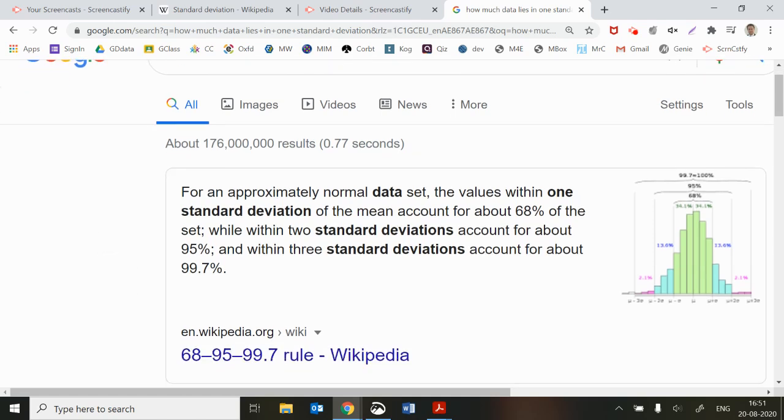So they account for about 68% of the set. They're saying about because it's approximately a normal distribution, and the closer you are to a normal distribution, the more you can say that information is true. And then it says within 2 standard deviations, 95% of the data is accounted for.